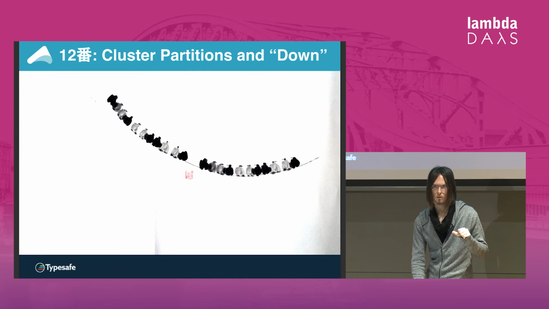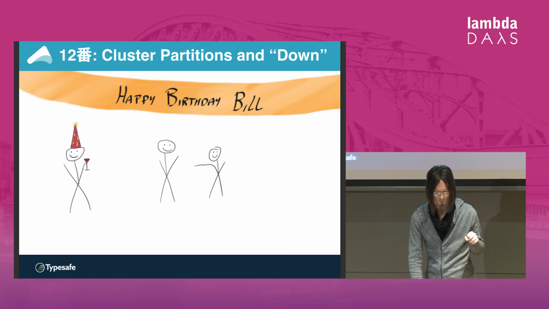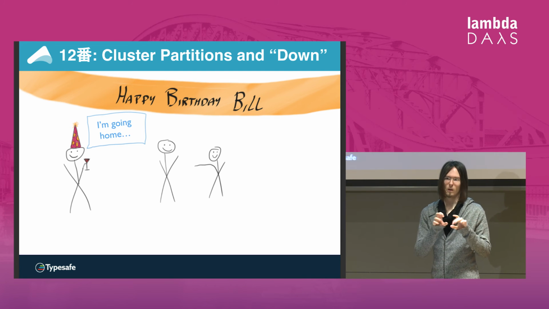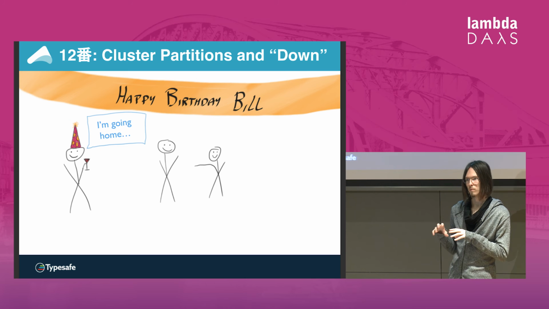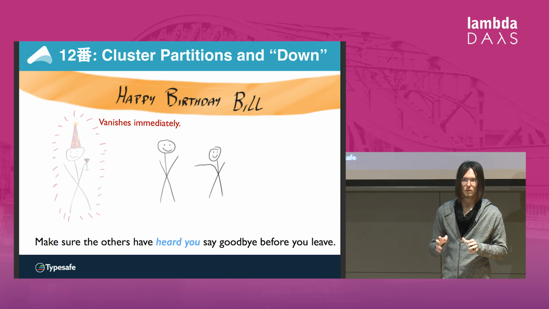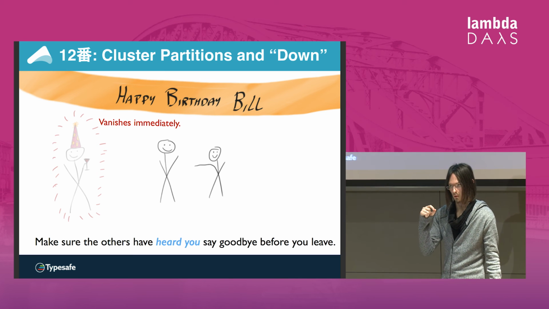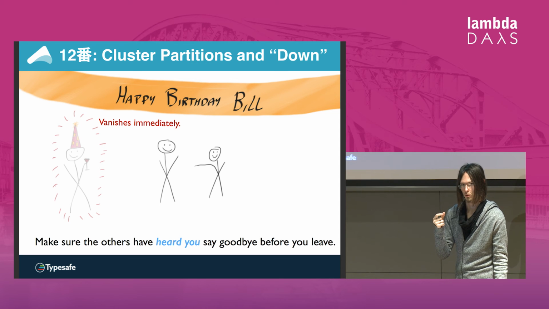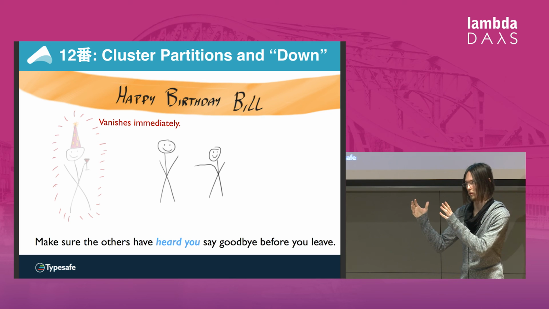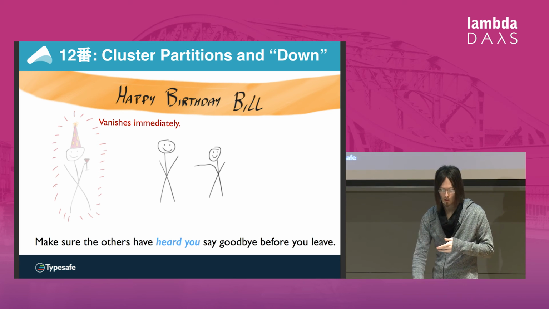Okay, and here's the opposite of leaving a cluster. So say you have a party, that's Bill having a birthday party, and he says, I'm gonna go home. Basically calling cluster leave self, right? And then you kill the JVM. Right away, next line, system exit. Now the problem is, because quitting is also an asynchronous operation, if you killed the JVM before anybody heard the message, then no one heard you saying goodbye.